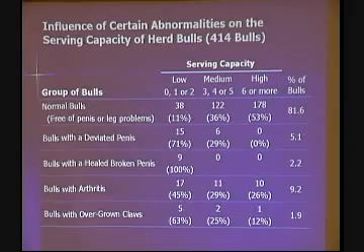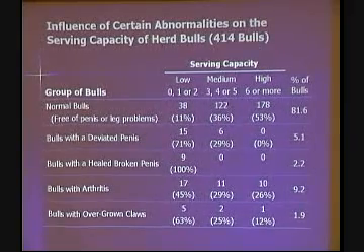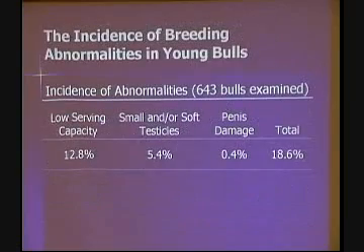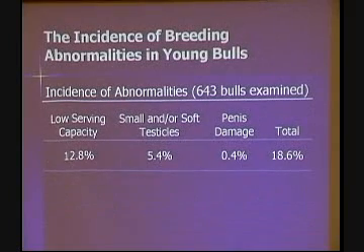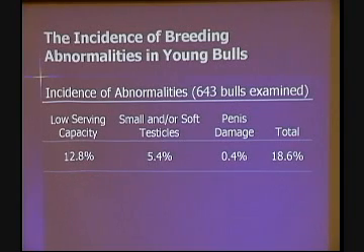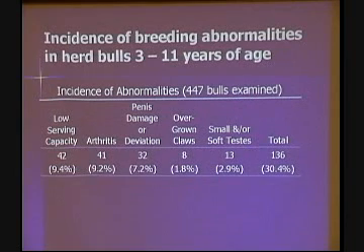So you might argue, I don't keep bulls that have a lot of age on them. I tend to keep bulls for a shorter period of time, and they're younger bulls, and I'm probably not going to have that problem. This looks at the incidence of abnormalities in just young bulls. We're right at that 18%, just like on the previous graph, that have some type of abnormality. 13% had low servicing capacity, 5% smaller soft testicles, less than 1% had penis damage.